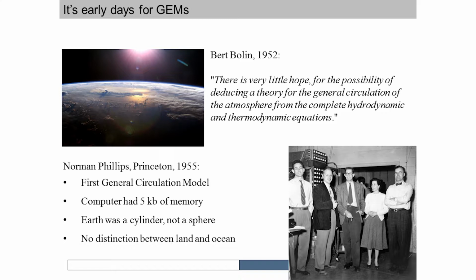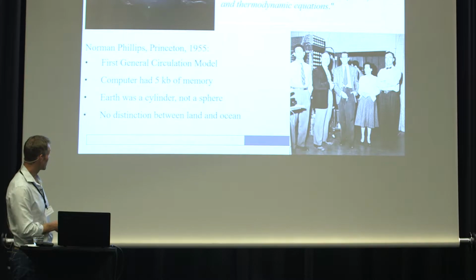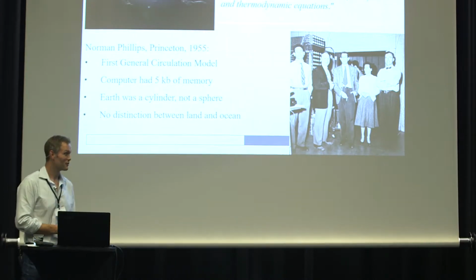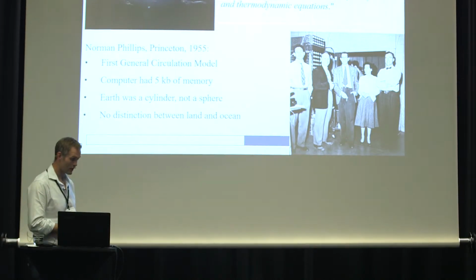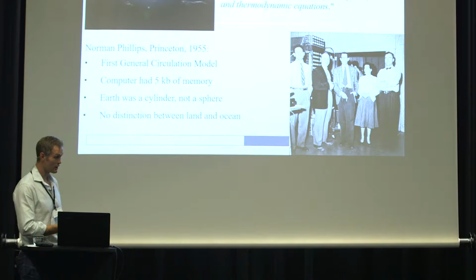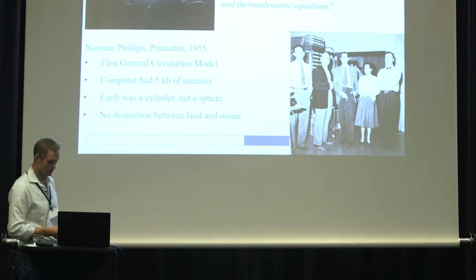But then a couple of years later, Norman Phillips produced his first model on this minuscule computer with 5 kilobytes of memory. But the key thing here is that it was a simple model. It was a simplified model of the world. And we went on then to produce more complicated and sophisticated models. And the Earth system science community is where it is now as a result of these kind of efforts.